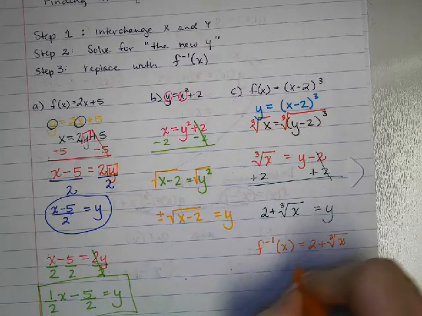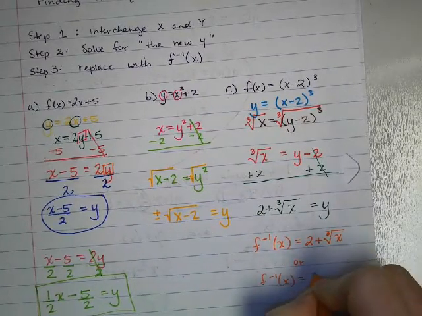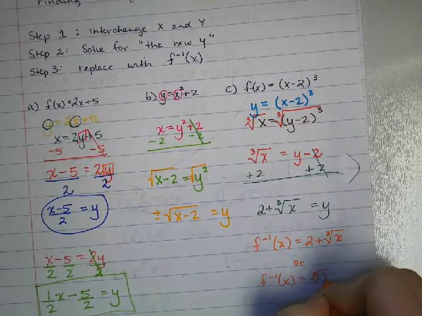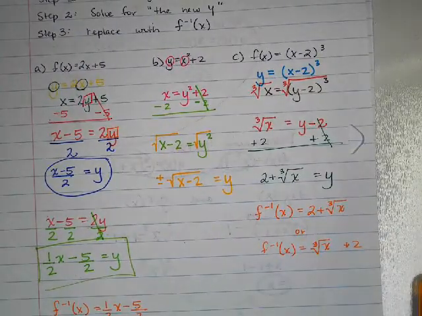There's nothing wrong if you write it as cube root of x plus 2. Just make sure that you're clear that plus 2 is not under the radical. All right.